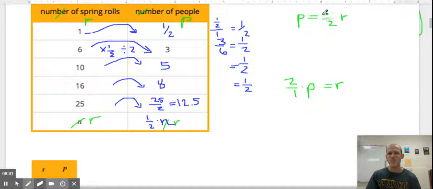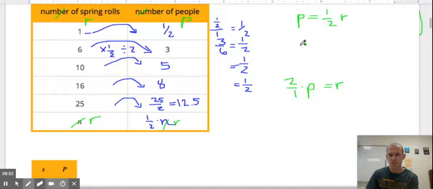So I took the reciprocal of this, which is 2 over 1. You flip it. That's what reciprocal does, flip the numerator with the denominator. And I put that over on the other side. Because remember, we undo operations. This is multiplying by 1/2. If I divide by 1/2, that's just like multiplying by the number 2.